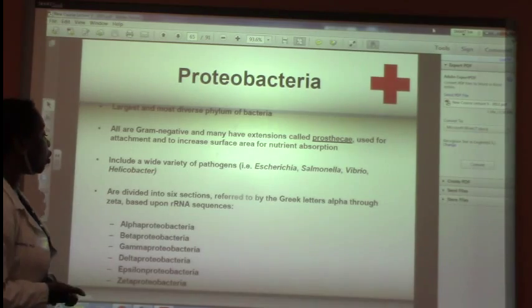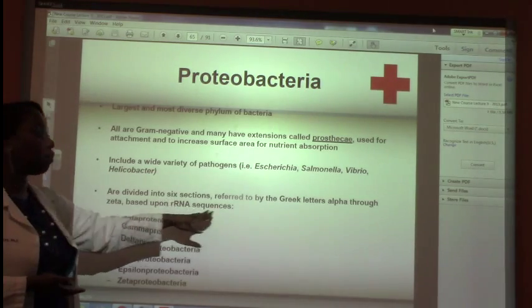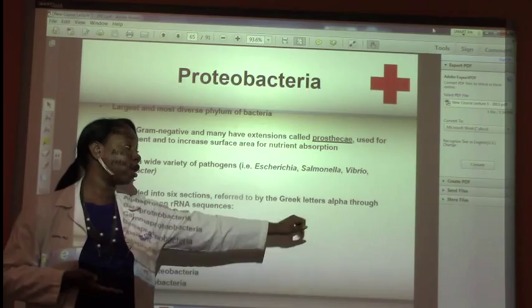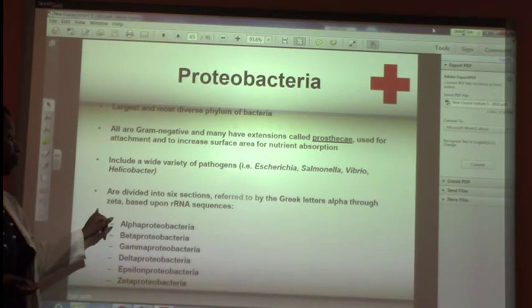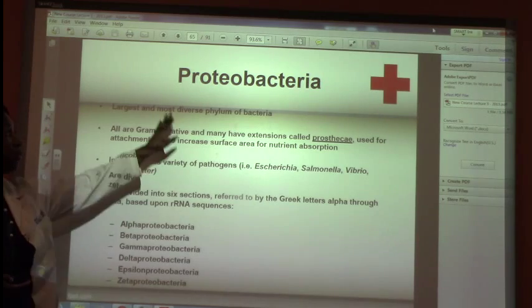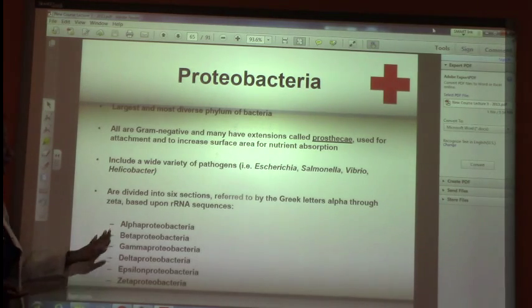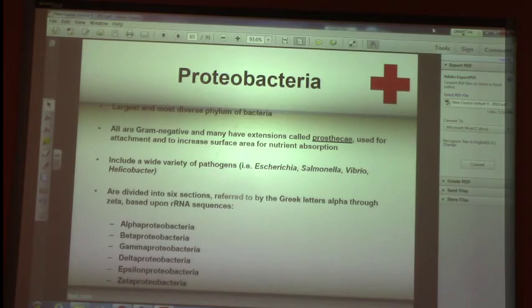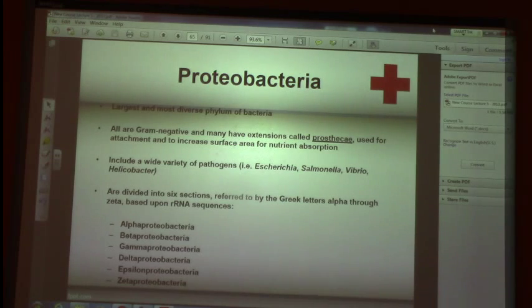So the Proteobacteria are all divided into 6 sections, and they are referred to by Greek letters starting with alpha all the way through zeta, and they're listed here. So these are just the subcategories of phylum Proteobacteria. They include alpha Proteobacteria, beta Proteobacteria, gamma Proteobacteria, delta Proteobacteria, epsilon Proteobacteria, and zeta Proteobacteria. We denote these different categories based upon their ribosomal RNA content.